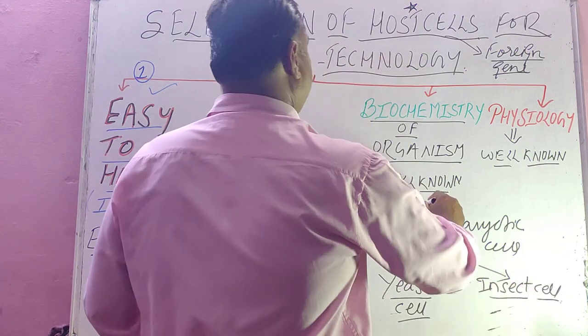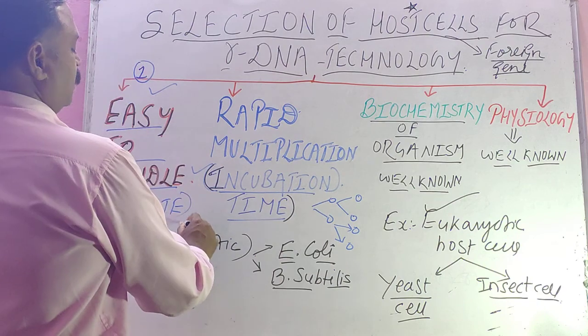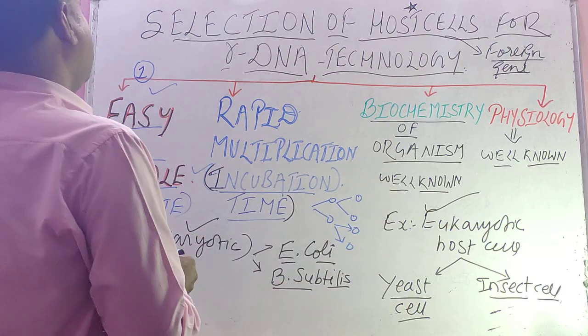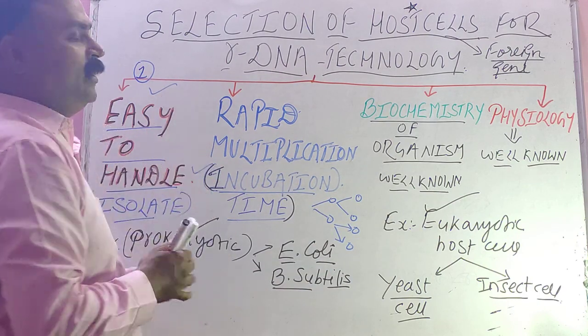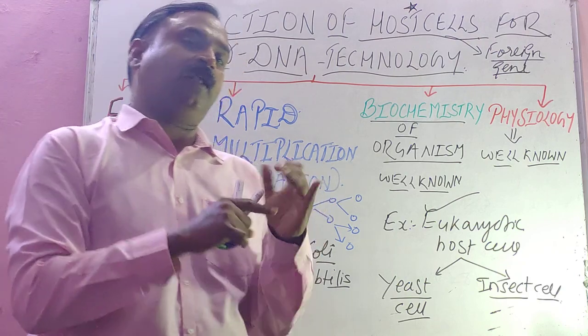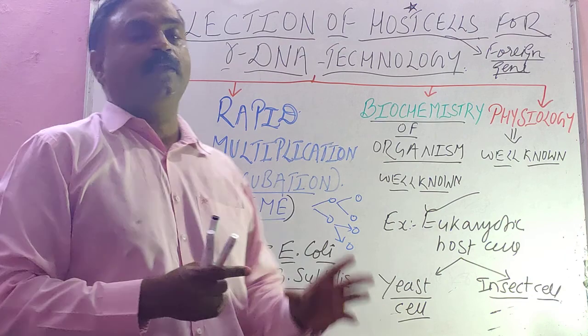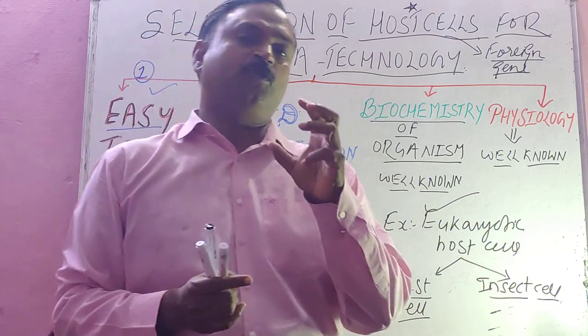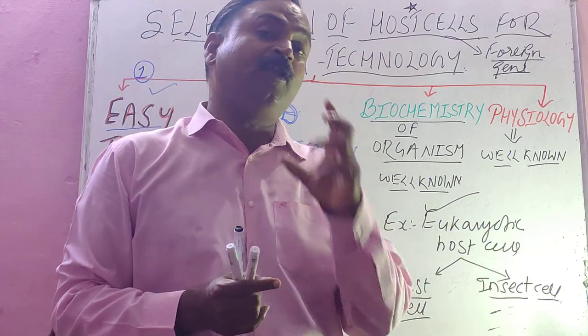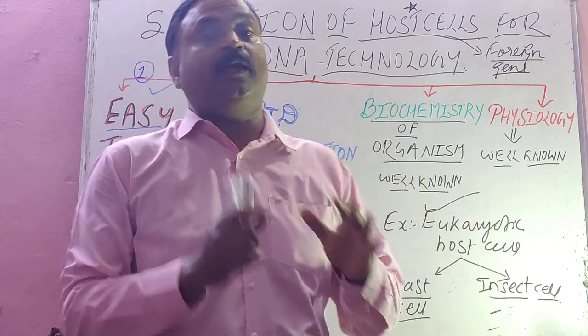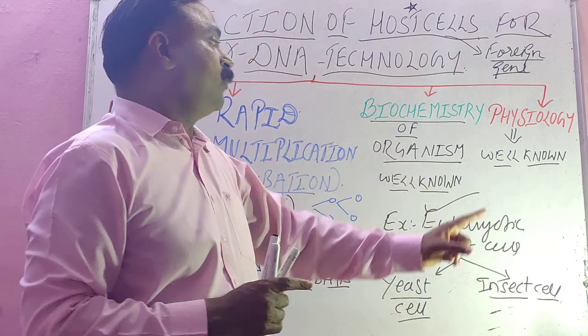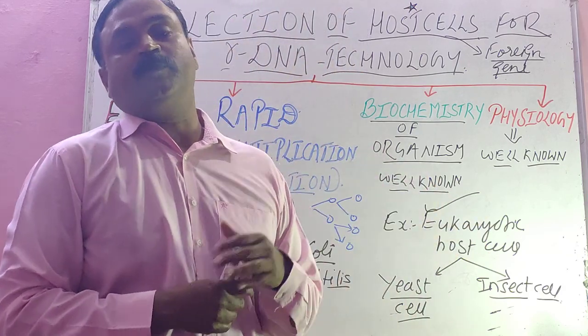So all these eukaryotic host cell as well as prokaryotic host cell should have this criteria: easy to handle. Then they should have rapid multiplication or incubation power. And third, we should very well know about the biochemistry and physiology both of the organism. It should be well known.